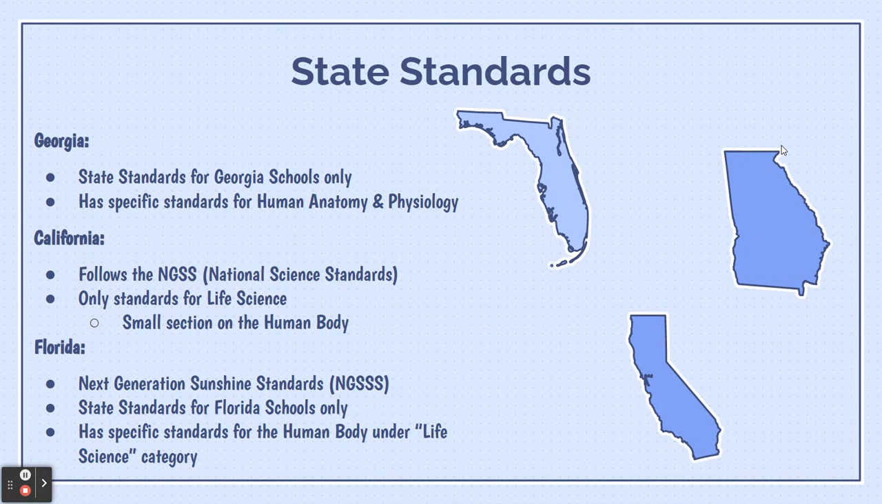So the main difference is just looking overall at all three of them. Georgia has state standards for Georgia schools only. They do have a specific section on human anatomy and physiology, which is pretty detailed. California follows the NGSS, which is the National Science Standards, but it only has standards for life science and within that, a small section for the human body. And then Florida kind of does their own little thing called the Next Generation Sunshine Standard, so NGSSS, and it is specific for Florida schools only, but they do have some very specific standards for the human body, but they put it under the big category of life science.